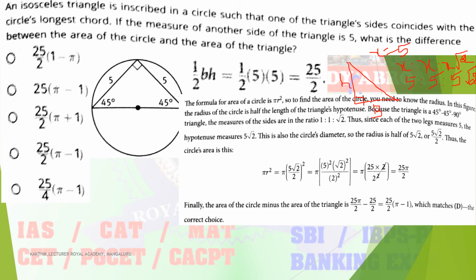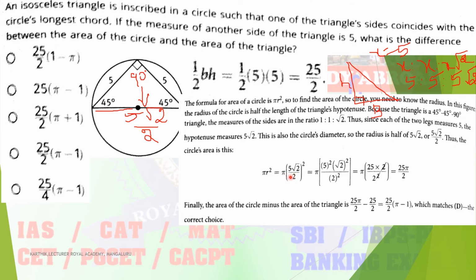So the total is equal to 5 square root of 2. Why? Because this is 90 degrees, opposite to this 90 degrees, so it is 5 square root of 2. Okay, then pi r square, we need only this much area, so divided by 2. Only the half circle area, we need r, so that is 5 square root of 2 divided by 2.